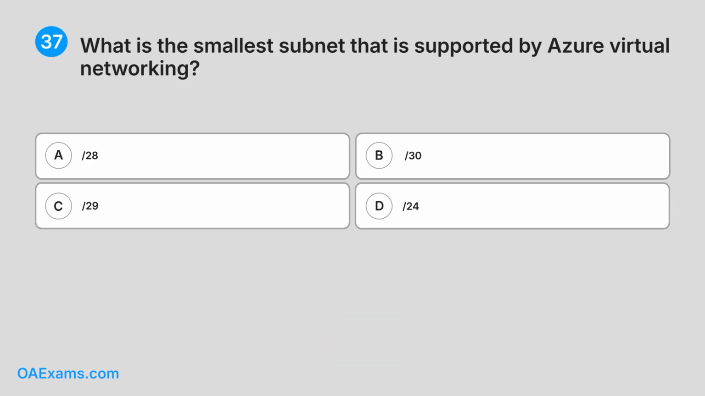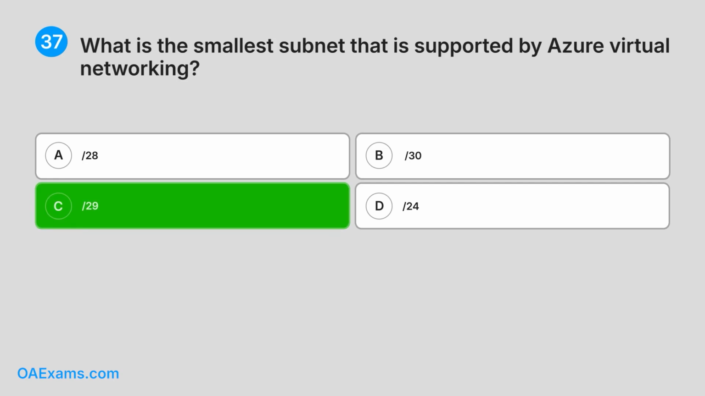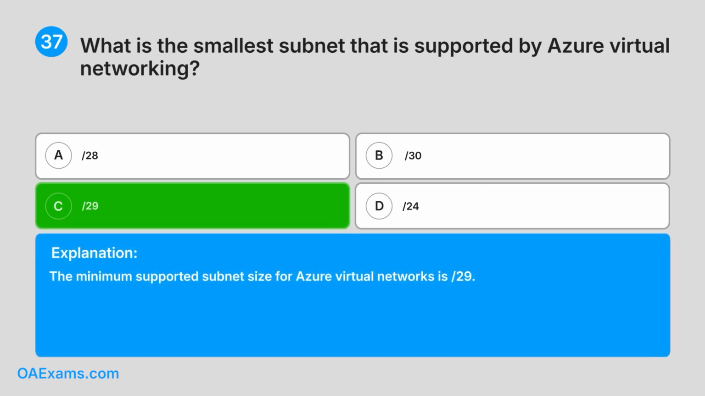Correct answer: C. /29. Explanation: the minimum supported subnet size for Azure Virtual Networks is /29.